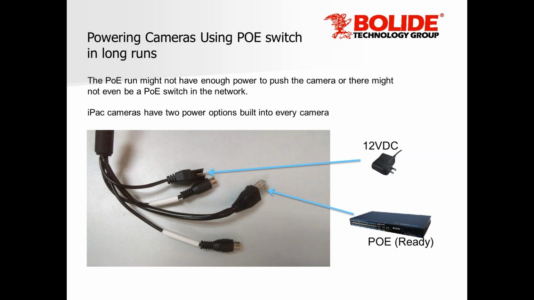Sometimes a lot of PoEs might not have enough power to actually push the voltage on the camera. You still can have the 300 feet as you would on any network connection, but you need an extra boost of power. So you're able to do that with any of our iPac cameras. That gives you the option to do either PoE or 12-volt connection.